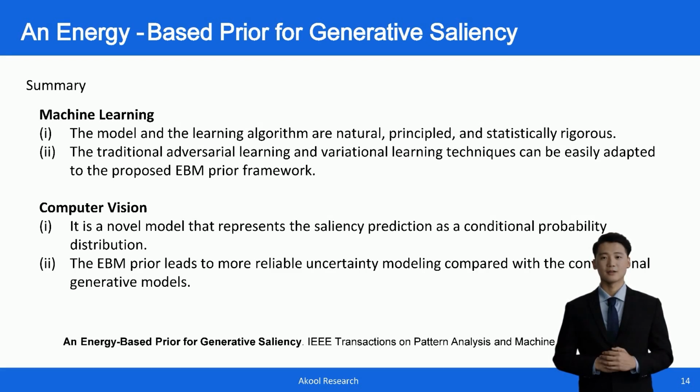From the computer vision perspective, our model with a special network designed to handle saliency prediction is a new member of the family of saliency prediction methods. In comparison with the traditional discriminative saliency prediction methods, our generative method is natural because it models the saliency prediction as a conditional probability distribution. Further, the EBM prior leads to more reliable uncertainty modeling compared with the conventional generative models.